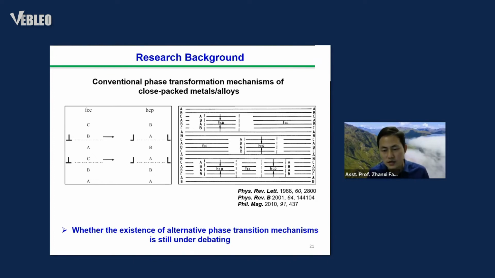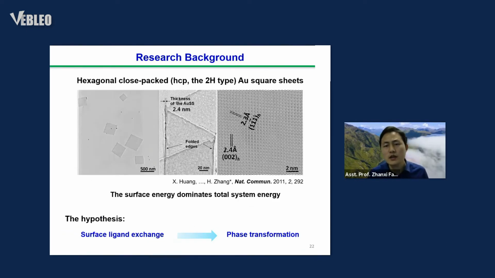So do other kinds of phase transformation exist? Actually it is still under debate, and in parallel, we noticed that there is one report about the synthesis of ultrathin 2H gold square sheets, and this gold square sheet has a very small thickness, just around 2.4 nanometers. It means around 16 layers of gold atoms in the vertical direction. So in this case, the surface area to volume ratio is quite high for this structure, and as a result, the surface energy will dominate the total system energy. So in this case, we propose that if we modify the surface energy, maybe we can trigger the phase transformation.